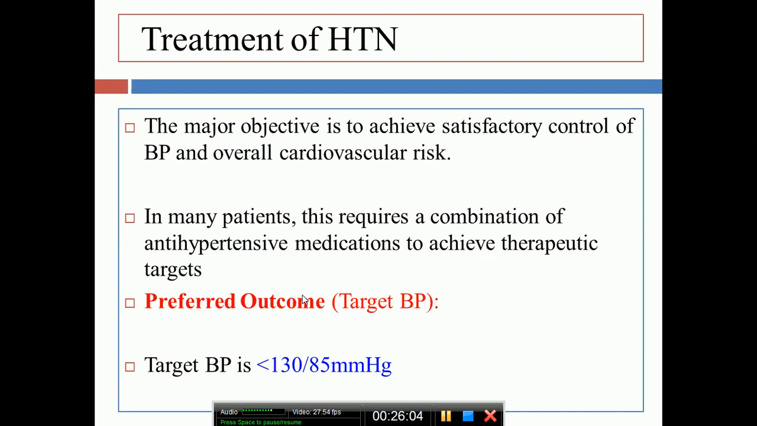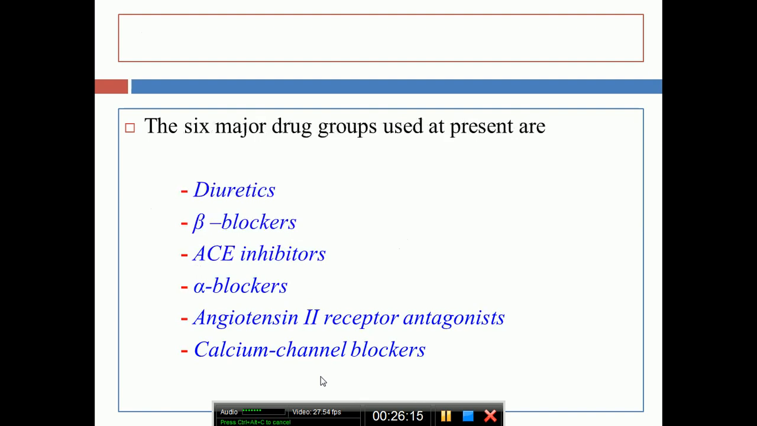So, treatment of hypertension: the target blood pressure is less than 130/85 millimeters of mercury. This is the preferred outcome. The 6 major groups used at present are diuretics, beta blockers, ACE inhibitors, alpha blockers, angiotensin 2 blockers, and calcium channel blockers. We will see the detail and the classification of the drugs in the next episode.